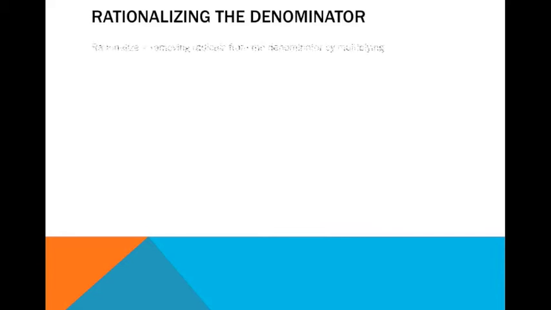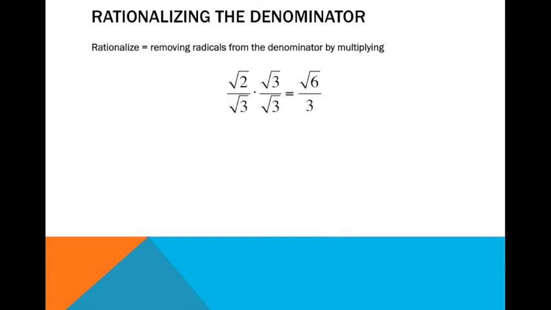Now, onto rationalizing denominators. Rationalizing means removing radicals from the denominator by multiplying. In the first problem, the square root of 2 over the square root of 3 is multiplied by the square root of 3 over the square root of 3, which equals the square root of 6 over 3.